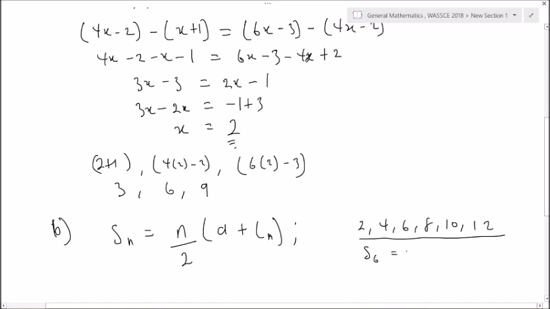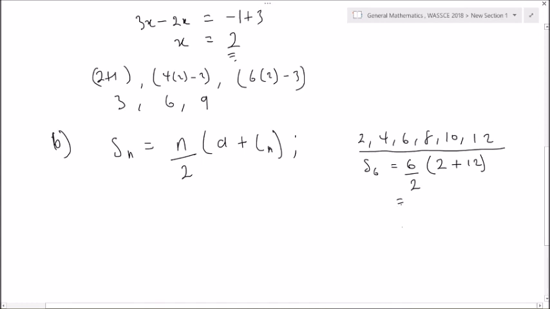And that is n. You have 6, so you have 6 divided by 2 bracket, our first term in this case is 2, so you have 2 plus our last term, which is 12. When we simplify this, we will have 3 times 14, and this gives us 42, which is true. That is 2 plus 4 is 6, 6 plus 6 is 12, plus 8, 20, plus 10, 30, plus 12, that is 42, which is correct.